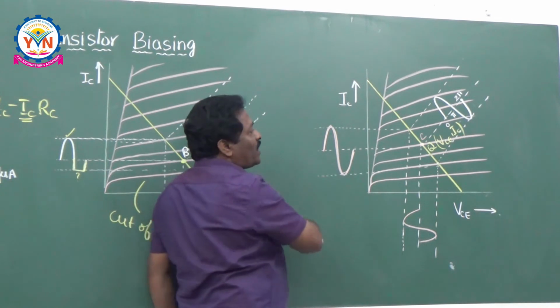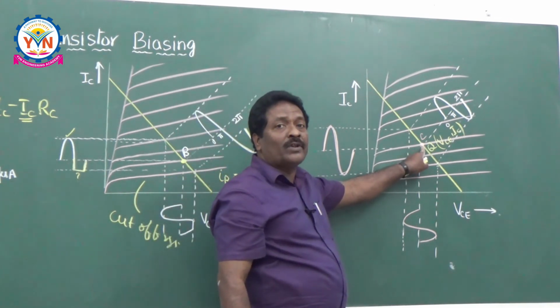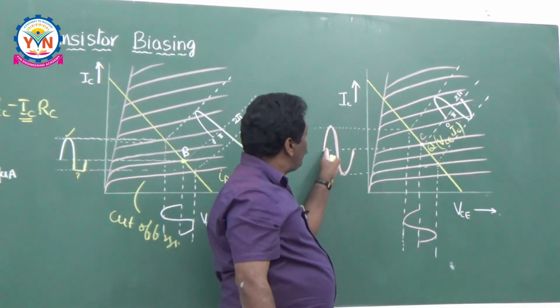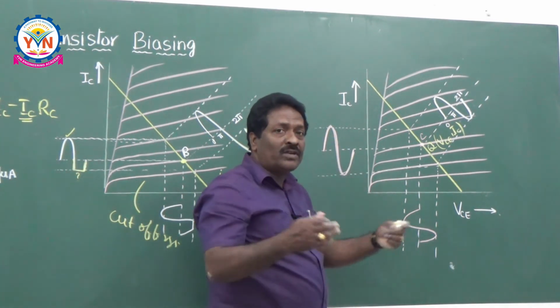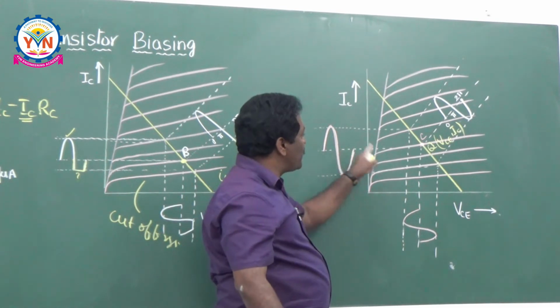So in this case, what happens? Whenever the operating point is at the center of the load line, you are getting the full excursions of the signal. There is no disturbance in the signal. There is no distortion in the signal. There is no clipping at all. So faithful amplification is achieved.